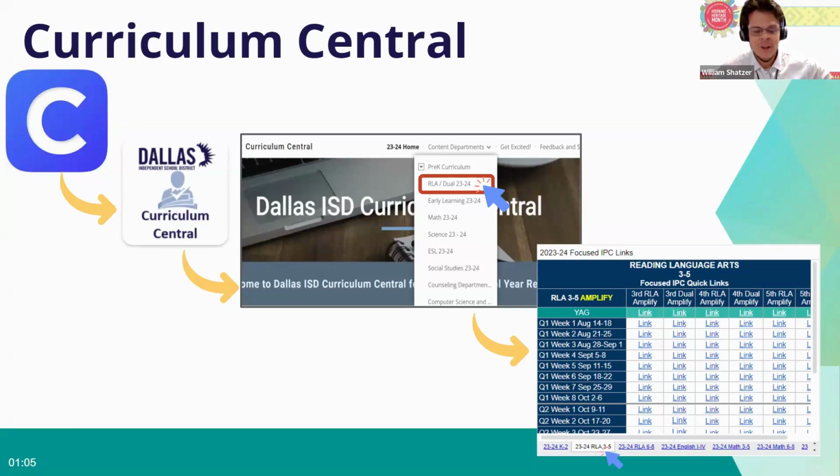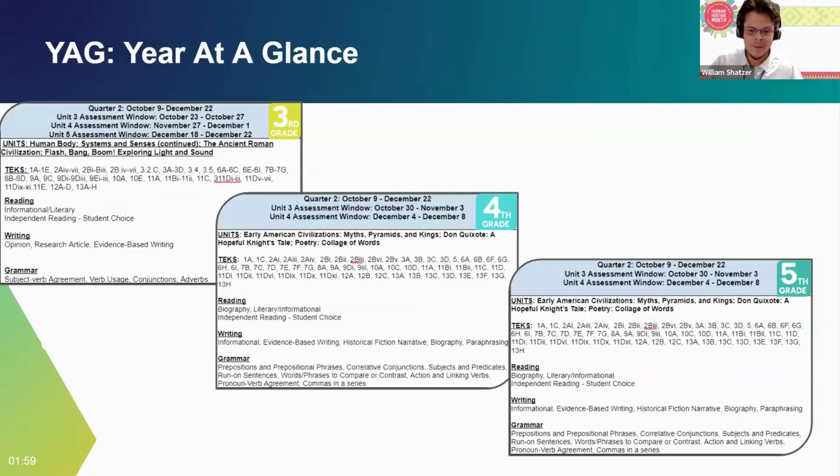All right, going back to the focused IPC links. At the bottom, you have your navigation bar. Make sure we're on 2324 RLA, grades 3 through 5. At the very top of that IPC, the link that is in white is going to pull up your year at a glance. When you pull up your year at a glance, this is obviously what you're going to see for your grade level. The important things about a year at a glance: it tells us what quarter we're going into and the dates for the quarter. So quarter 2 is going to be October 9th through December 22nd.